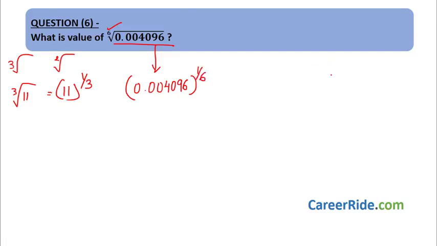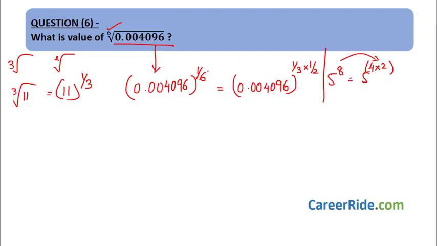Also, say if we have a number like 5 raised to 8, what can we write? 8 can be written as 4 into 2, right? So we can write 5 raised to 4 into 2. Same way, since 8 can be written like this, 1 by 6 we can express it as 0.004096 raised to 1 by 3 multiplied by 1 by 2. See, we wrote 1 by 6 as 1 by 3 into 1 by 2. So we got it as cube root and square root. So this number raised to 1 by 3 is cube root, and whatever answer we will get, we will take out the square root of that.